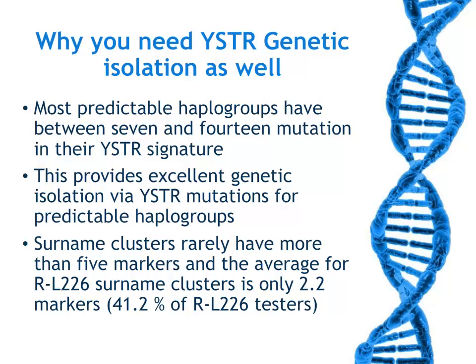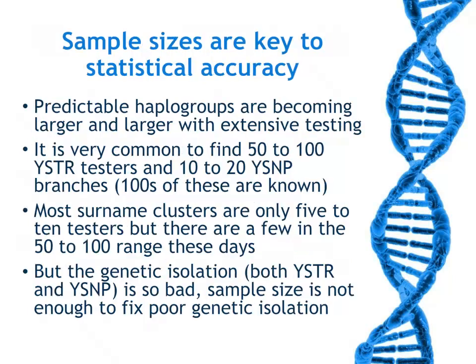This provides genetic isolation for your YSDR mutations for predictable haplogroups. Surname clusters rarely have more than 5 markers, and on average for L226, there are only 2.2 markers for the 28 surname clusters. And this is now over 41% of all the testers under L226.